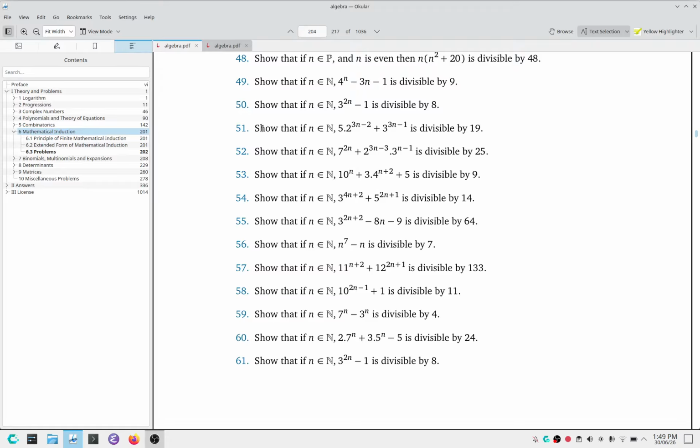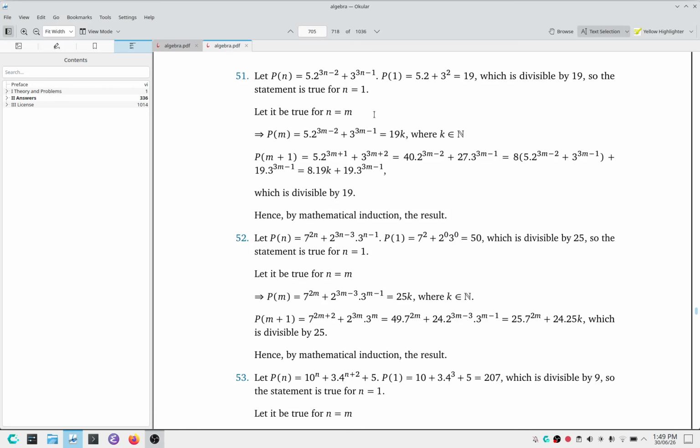Question 51 says: show that if n is in the set of natural numbers, 5 times 2 raised to the power 3n minus 2 plus 3 raised to the power 3n minus 1 is divisible by 19. So we let P(n) be the given expression, and we substitute n equals 1. We get 5 into 2 plus 3 squared, that is 19, which is divisible by 19. So the statement is true for n equals 1.